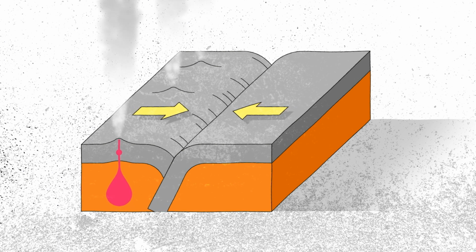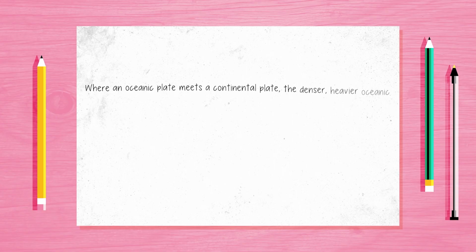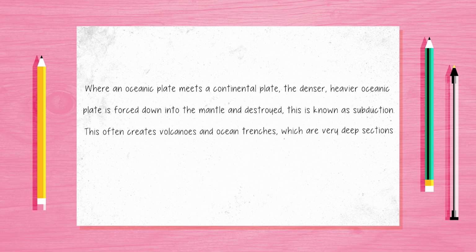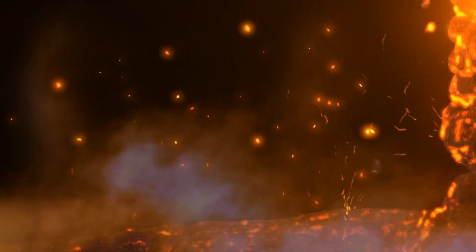An example of this is along the west coast of South America. Where an oceanic plate meets a continental plate, the denser, heavier oceanic plate is forced down into the mantle and destroyed. This is known as subduction. This often creates volcanoes and ocean trenches, which are very deep sections of the ocean floor where the oceanic plate goes down. When the plate sinks into the mantle, it melts to form magma.